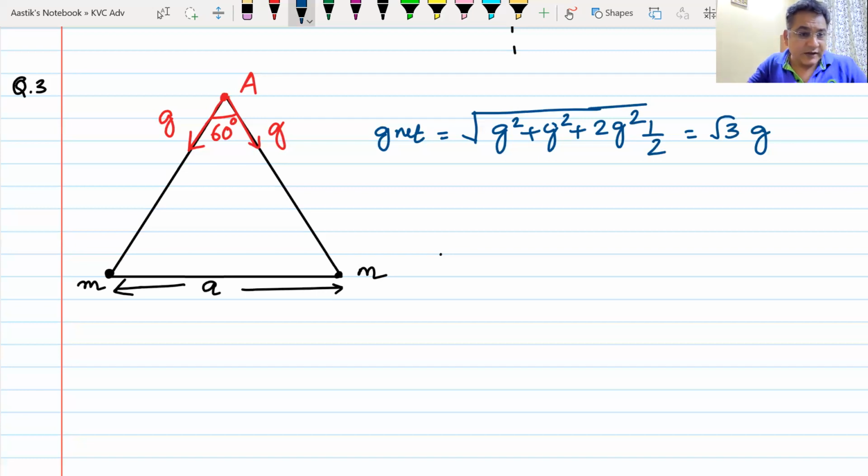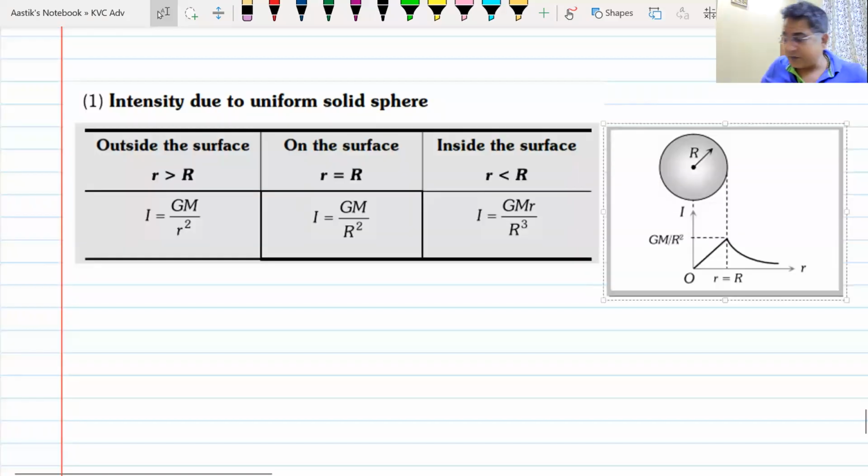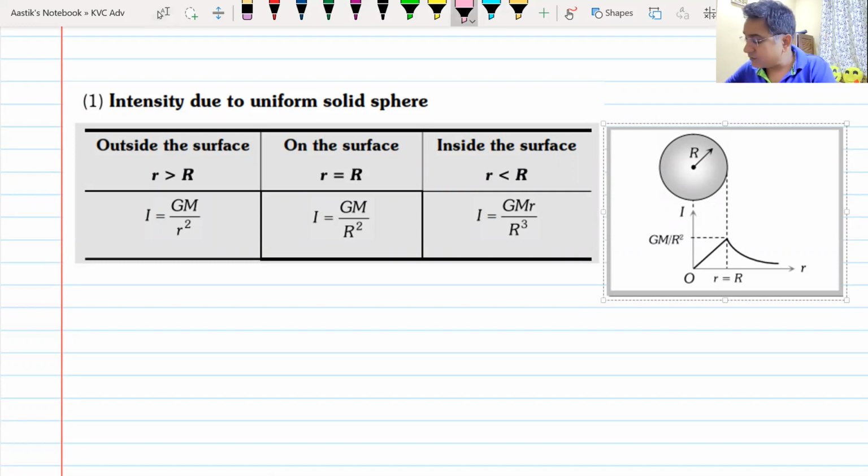Yes, sir. The first formula is gravitational field due to a solid sphere. Remember, sphere is always solid. So if someone says sphere, you must understand that it is a solid sphere. Do we understand this? Sphere is always solid. There is no liquid sphere. You understand what I mean by sphere? Yes, sir. Sphere is always solid. Okay, so this is the gravitational field created by a uniform solid sphere.